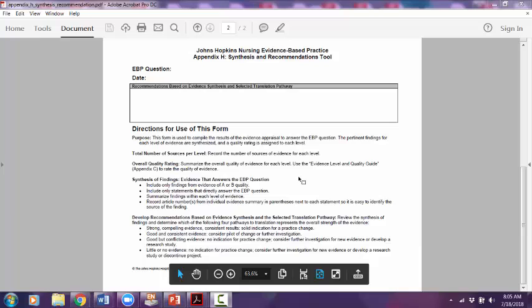The best way to quantify this is probably to go down here and choose one of these four. You're going to say there's strong, compelling evidence, consistent results, solid indication for practice change; good and consistent evidence; good and conflicting evidence; or little or no evidence, no indication for practice change. Consider further investigation for new evidence or develop research. In this case, you could say there's strong and compelling evidence, consistent results that say that practice should not be changed.